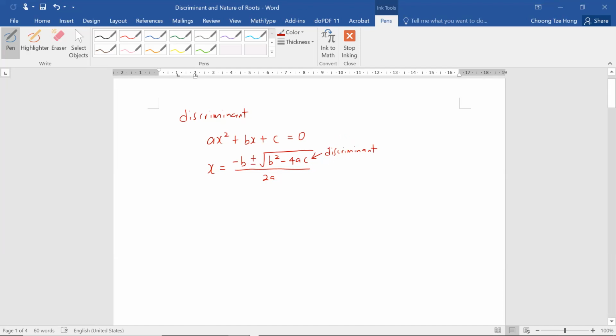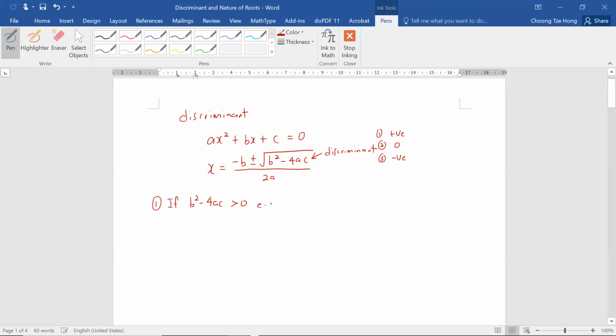This discriminant can in general take on three different types of numbers. It can be a positive number, or it can be 0, or it can be a negative number. So let's first discuss what if the discriminant b squared minus 4ac is positive. Positive means, in other words, greater than 0. So let's take a look at the first case, where b squared minus 4ac is positive, or greater than 0.